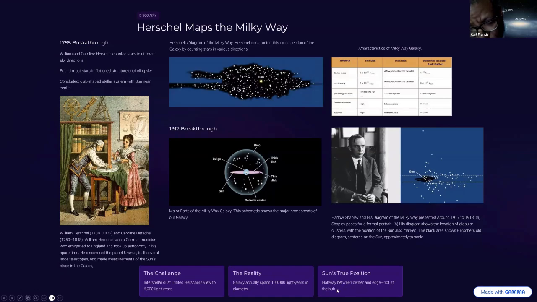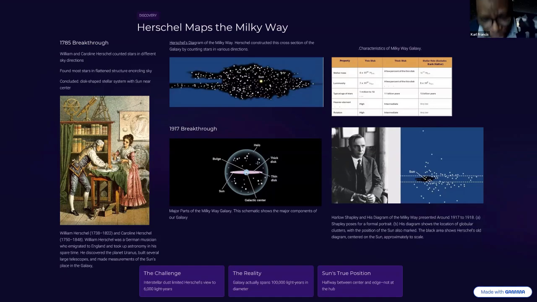The sun's true position is actually halfway between the center and the edge, not at the hub, as Herschel indicated in his drawing. So we're getting a fuller picture of the galaxy, but there's still a lot to understand about it. Like, how did it form? Or why did it form in the particular way that it did? What kind of stars make up the galaxy? Are they all the same ages? Are they all from the same place?